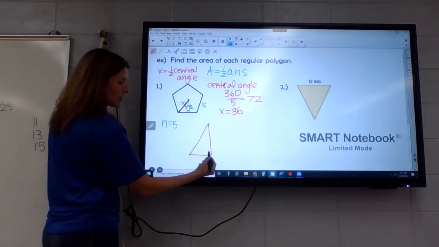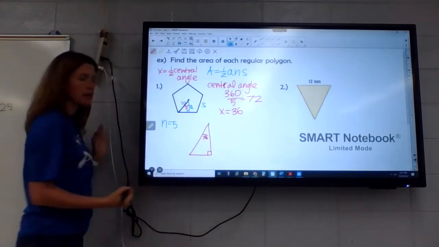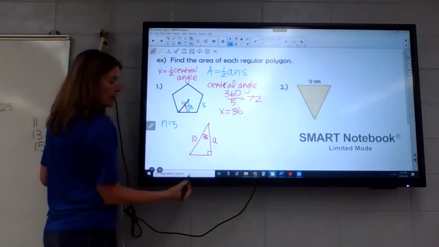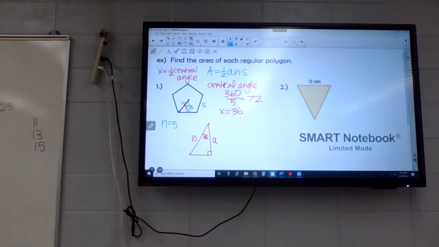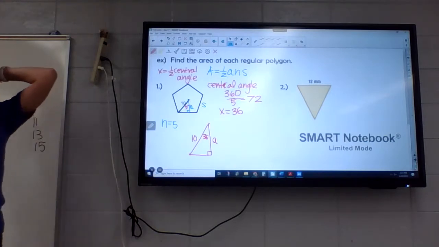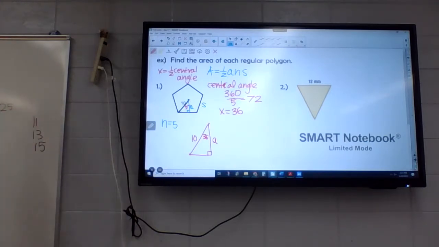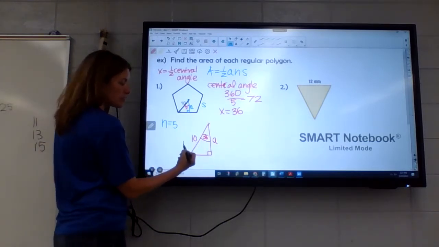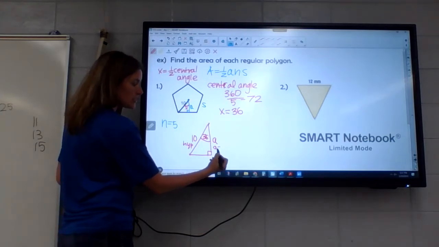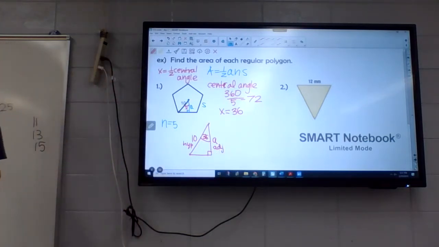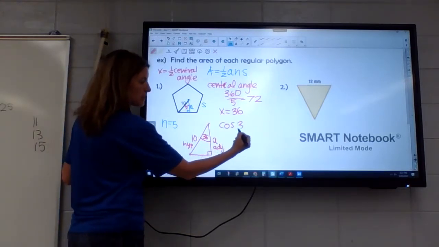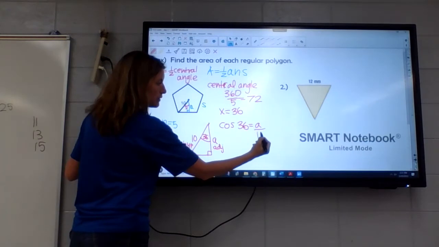So what I have here is this 36-degree angle. I have 10. I'm looking for a. I'm technically also looking for s, but in this case, a is probably going to be a little easier to find, so let's focus on that first, and then we'll talk about where s comes in. Again, the warm-up question took us through this, where we know this is my hypotenuse, this is my adjacent. So we're going to do cosine of 36 equals a over 10.